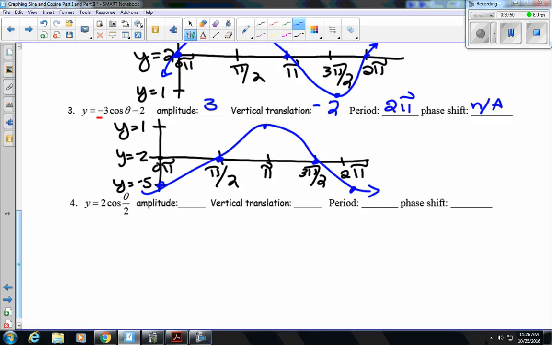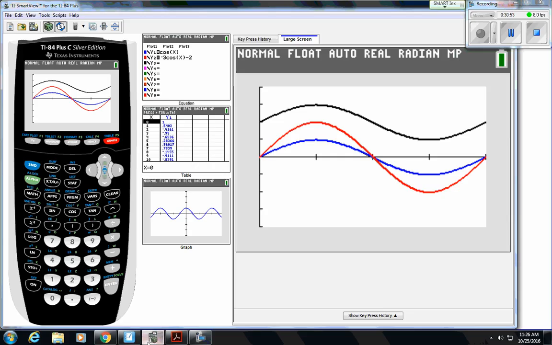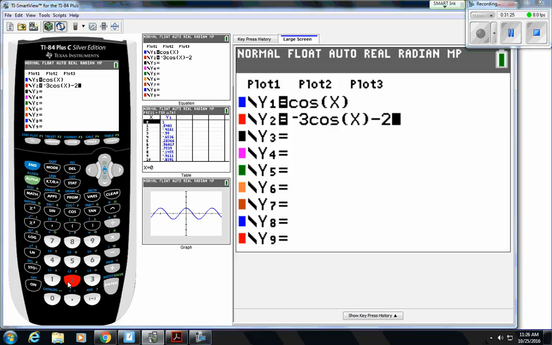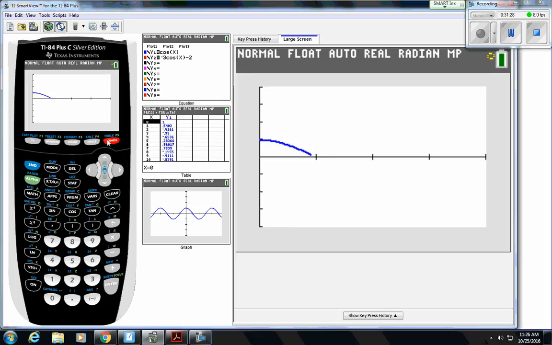Okay, let's put it in our calculator, see what it looks like. So let's go to y equals first and clear out what we have here because we don't want these sine graphs in our way anymore. And let's do cosine. Just cosine of x. Okay. Let's do this particular transformation was -3 cosine of x, and then what? -2. Okay. If I hit graph, here comes my parent function. I like that.